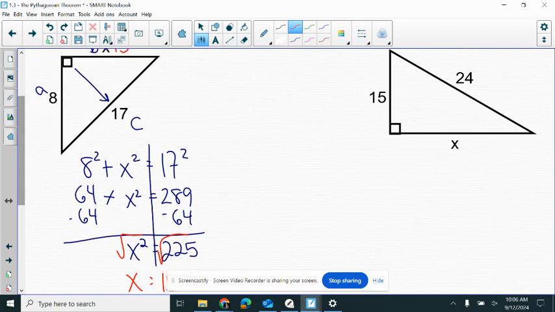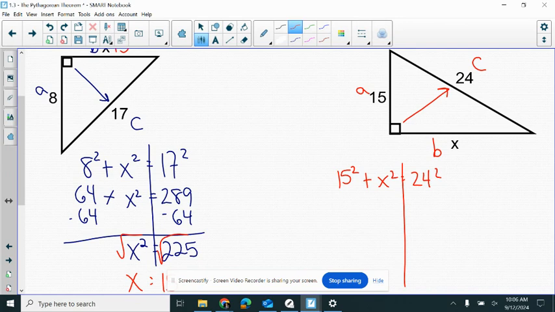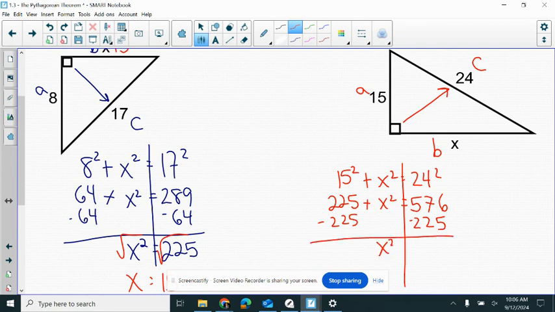This one, identify our hypotenuse, that's C. The others are A and B. 15 squared plus x squared equals 24 squared. Square everything. 225 plus x squared equals 576. Subtract 225, and we end up with x squared equals 351.